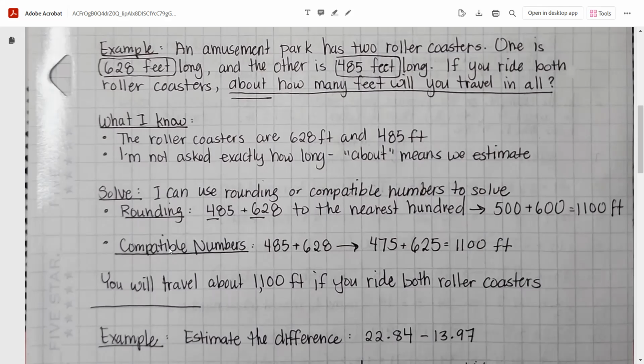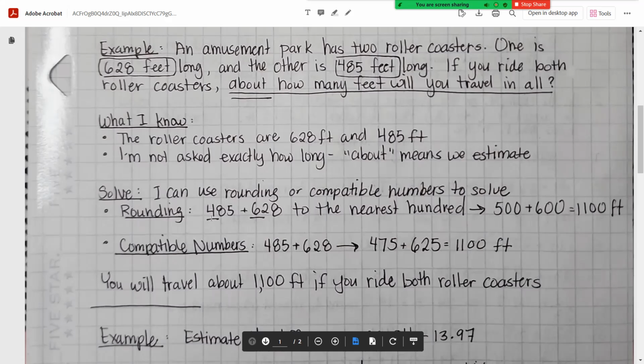So I can use rounding or compatible numbers to solve this question, and I'm going to do both to show you how they work. If I'm going to round to the nearest 100, 485 will round up to 500. 628 will round down to 600. 500 plus 600 is about 1,100 feet.